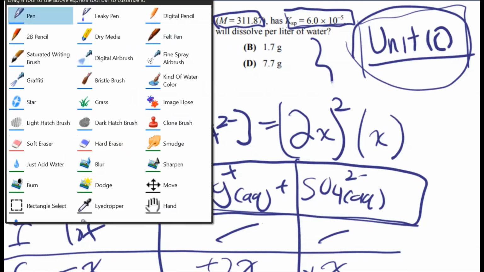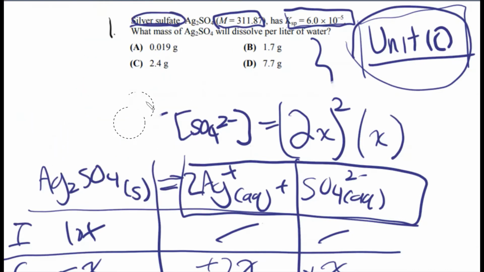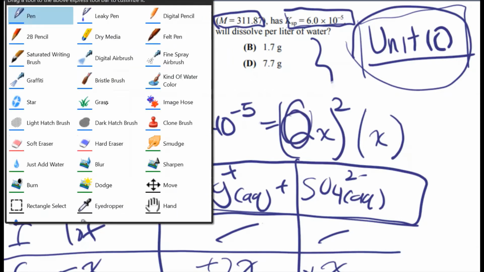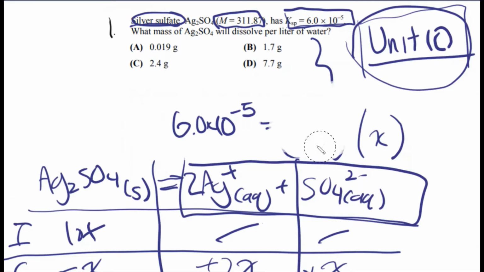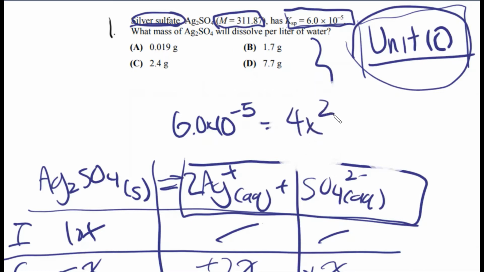And now let me do some erasing. So I'm going to erase all this. And I know that this is going to be the Ksp, and the Ksp is equal to 6.0 times 10 to the negative 5. Now we can actually simplify this, because it is simplifiable, and that was the wrong button, sorry. So I have to use the eraser to erase this. And we know that 2x squared will become 4x squared once you distribute the 2, and you're simply multiplying that by x, and you should notice that this x will multiply out with the x squared to give us an x cubed. So we simply have to solve this.